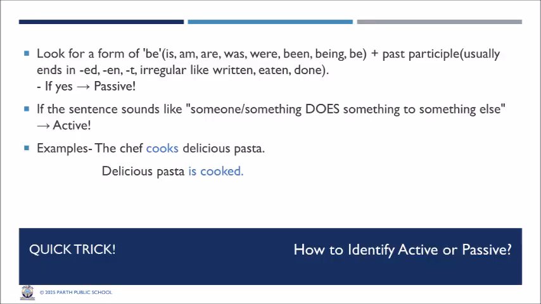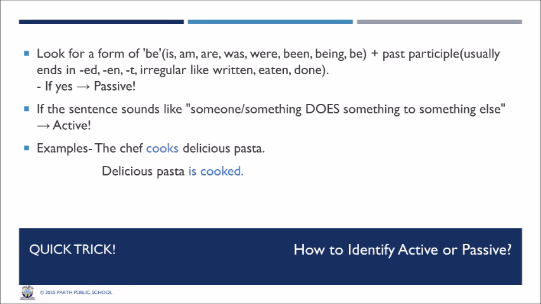Now let us understand how to identify whether a sentence is active or passive. There is a quick trick behind it. We simply need to understand the structure of any sentence, right? First of all, look for a form of be, which can be is, am, are, was, were, been, being, and be, followed by a past participle. Students, this is important. If you find a past participle with any form of be, the sentence is surely passive.